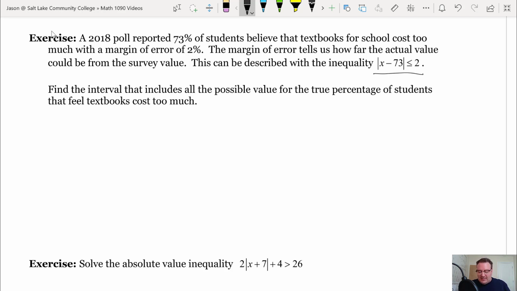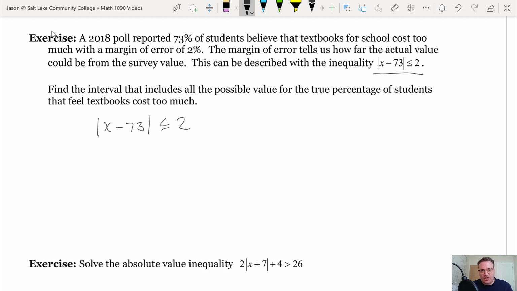Okay, and then we can say, well, we don't know what x is precisely, but we measured it to be 73 in the sample, and we know from statistical means that our margin of error is 2%. So we could be 2% too low, or 2% too high. And that can be perfectly encapsulated in this expression: the absolute value of x minus 73 is less than or equal to 2.